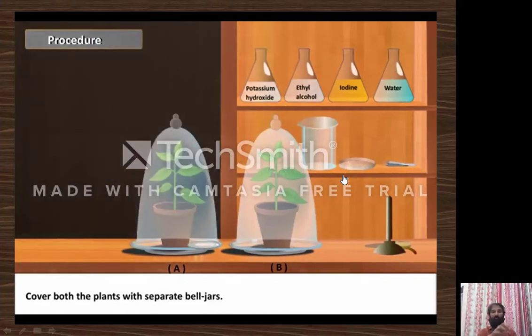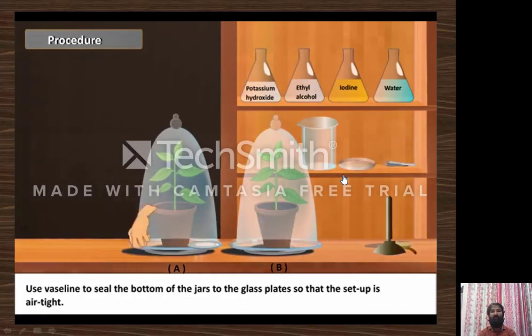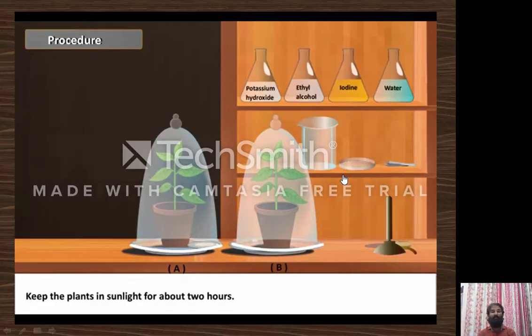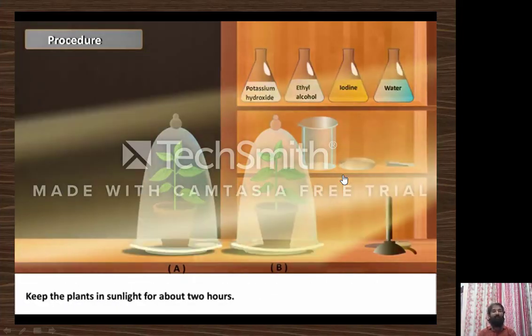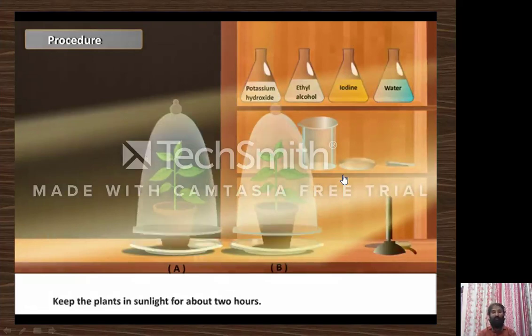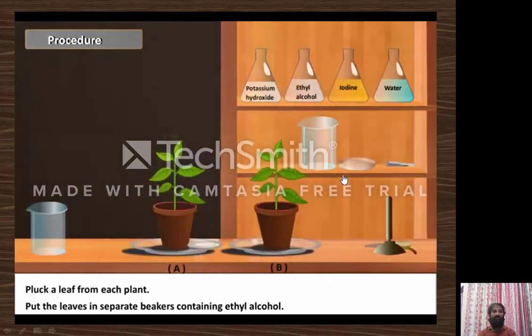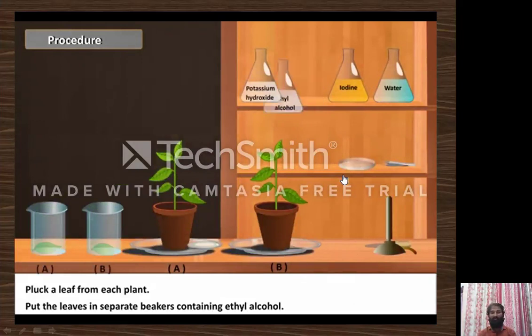Now we put the bell jar over both plant A and plant B and seal it with vaseline or wax, so there is no entry of air into the bell jar's internal environment. Keep these plants in sunlight for about 2 to 4 hours or 6 hours. What will happen? The plants are involved in photosynthesis. Now take the plant A leaf and plant B leaf. Now we go for conducting which experiment?